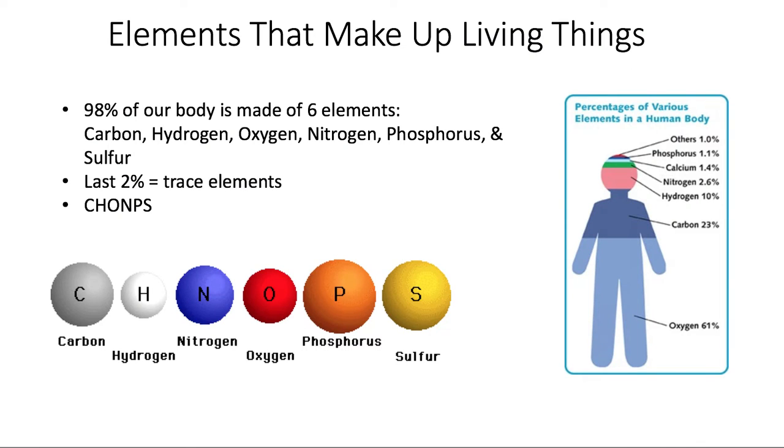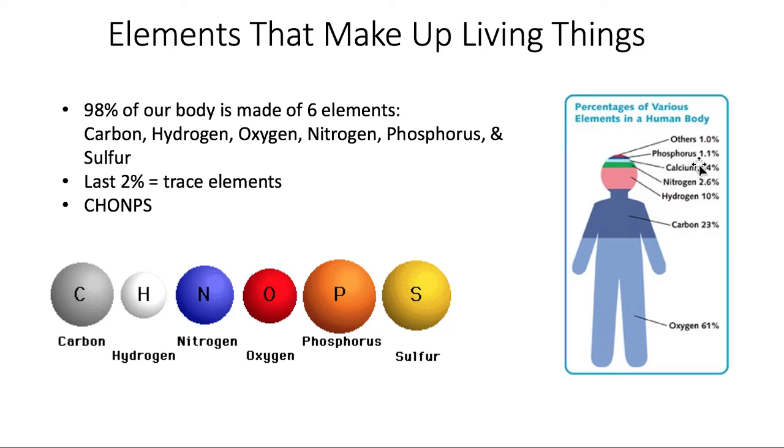So starting at the simplest, there are elements that make up all living things. And there are actually 6 elements that make up most of every single living thing. And those 6 elements are carbon, hydrogen, oxygen, nitrogen, phosphorus, and sulfur. And if you just look at their symbols, it actually spells the word CHNOPS, which isn't really a word, but an easy way to kind of remember those elements.